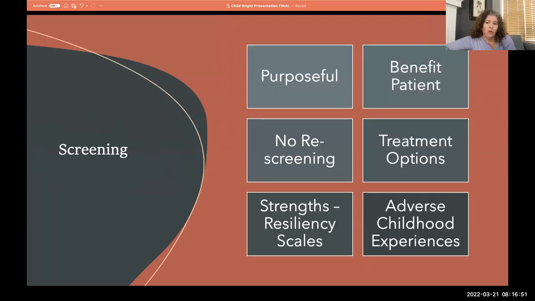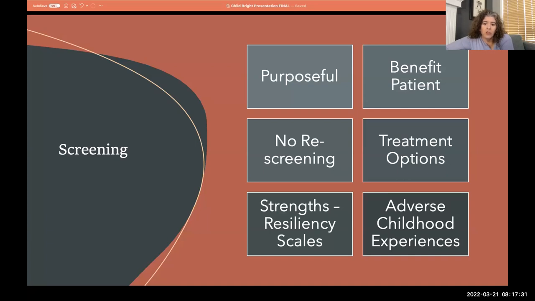So if we know all of this, should we be screening everybody for trauma? There's certainly some benefits to screening individuals for trauma. It can assist a practitioner to be aware of any trauma history and perhaps modify or add additional treatment measures. However, it's just as important to ensure that our screening is purposeful. If you're going to screen, we need to consider what benefit a patient will gain. We need to ensure that if we are screening, it only happens once. Having somebody tell their story multiple times can actually cause trauma. So if you're going to do it, do it once and make it count.